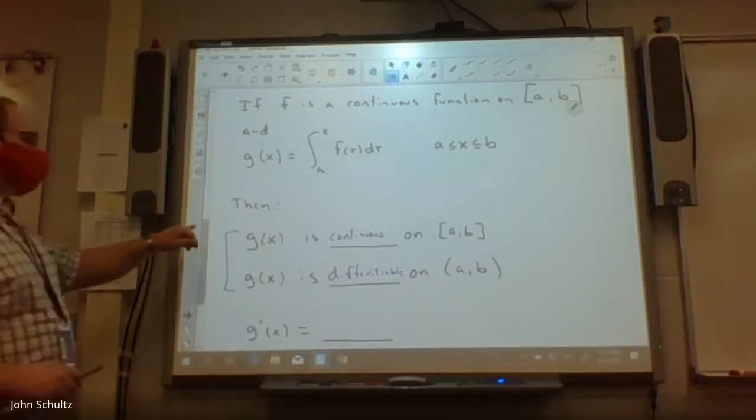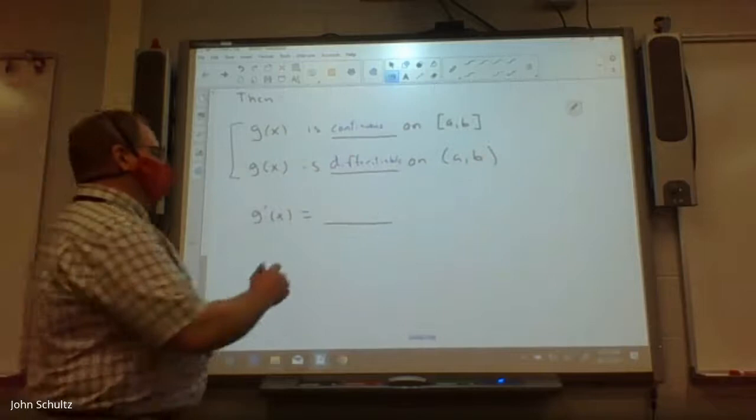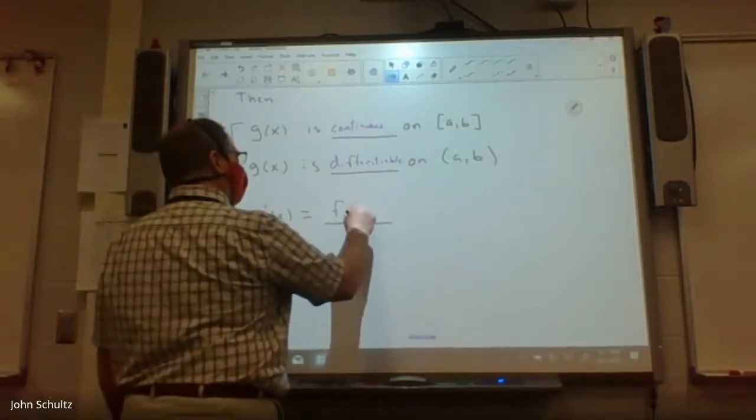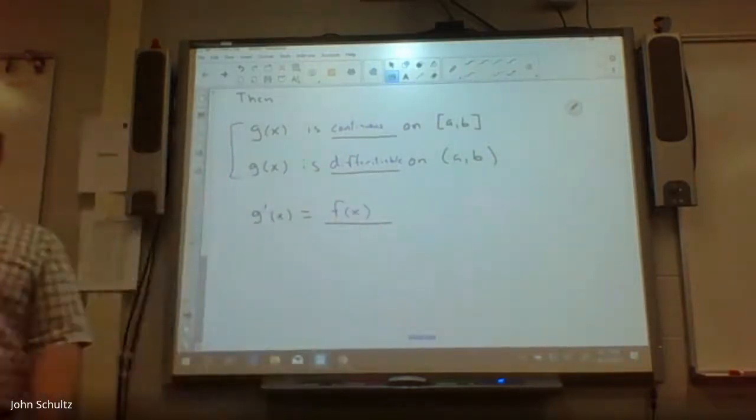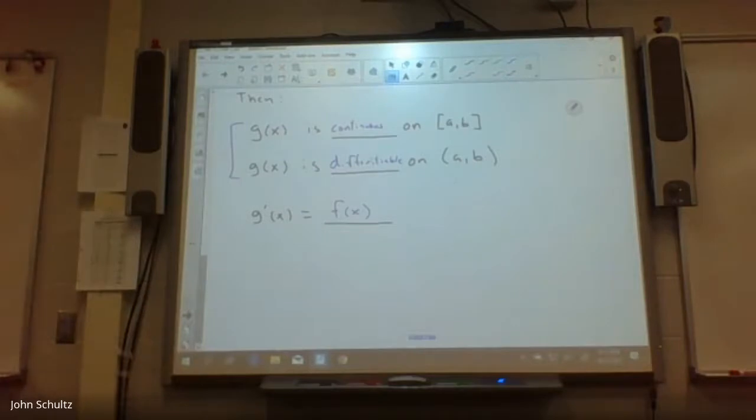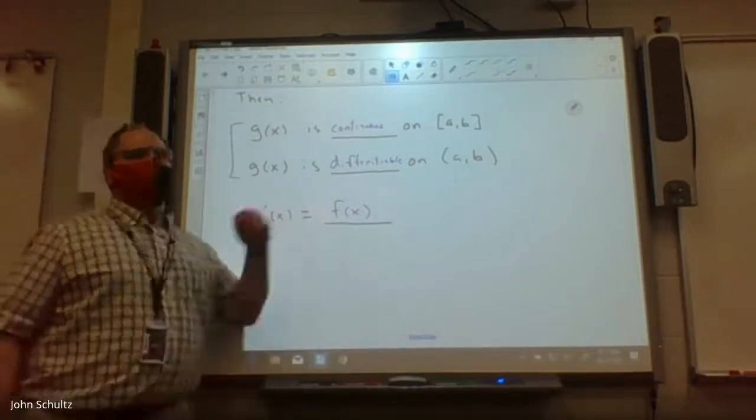Well, it turns out that the derivative is going to be just f of x. So I've created this function that's generating all the areas, right? And then I plot those out, it makes a nice continuous differentiable function. And whenever I differentiate it at a particular value, it just gives me the original value of the function.